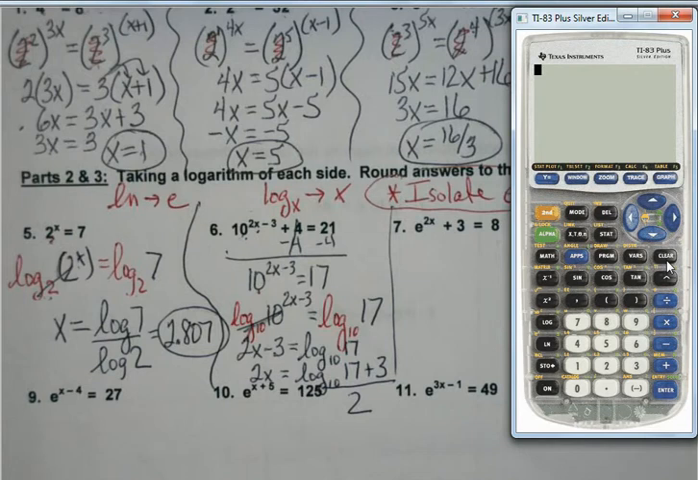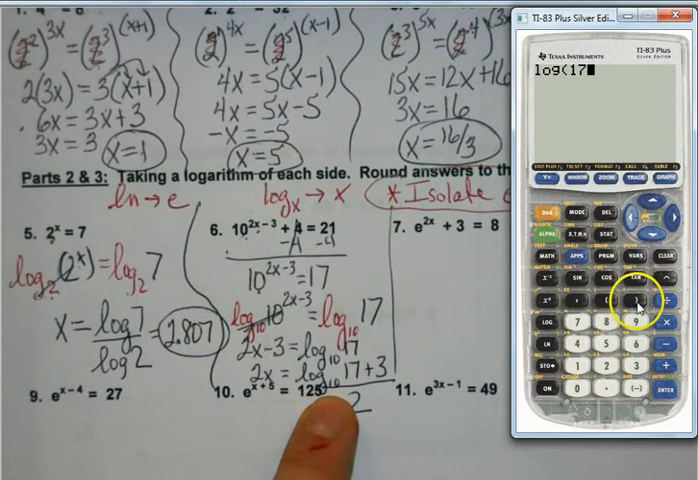When I go to do this, I'm going to do my change of base right here first. So even though I know that that's naturally a base 10, I'm going to treat every one the same. So if I did log 17 divided by log 10, at this point I'm going to stop. I'm not going to try to put this all in at once. I'm going to go ahead and hit enter.